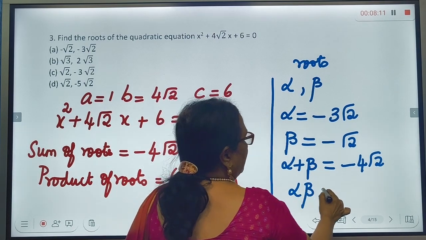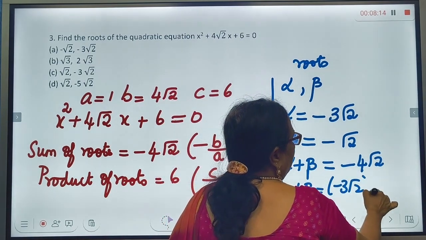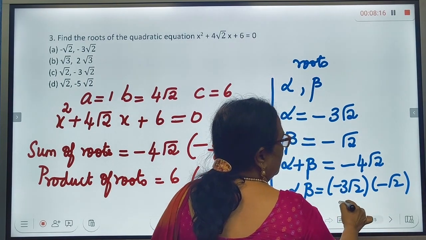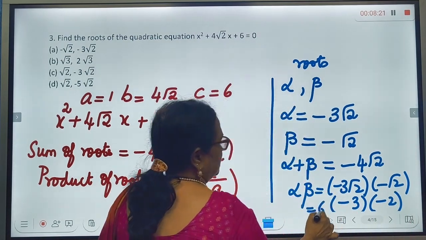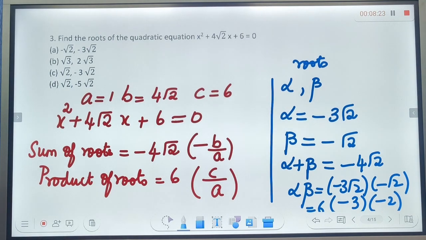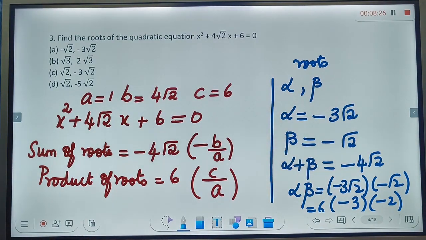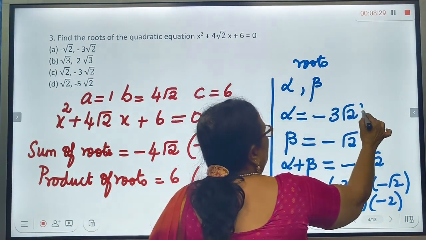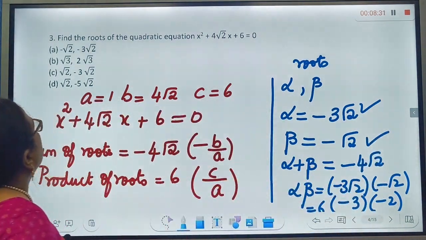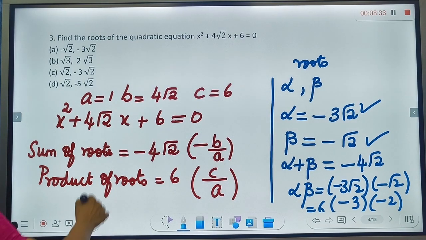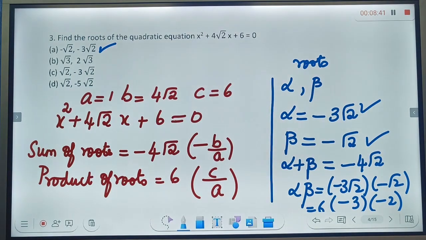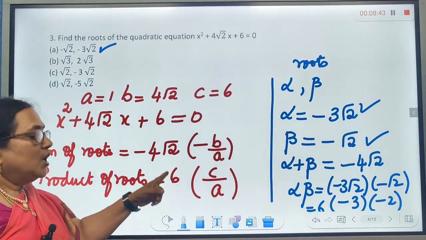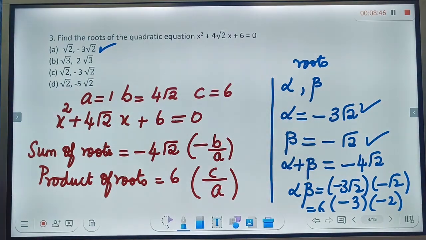What is alpha beta? Product. Minus 3 root 2 into minus root 2, which is minus 3 into minus 2, which is 6. So the product is 6 and the sum is minus 4 root 2. So what are the roots? Minus 3 root 2 and minus root 2. So the roots of the given quadratic are minus root 2 and minus 3 root 2, because we know that the sum is minus 4 root 2 and the product is 6.